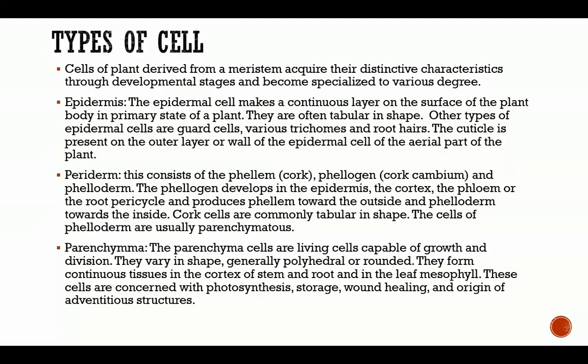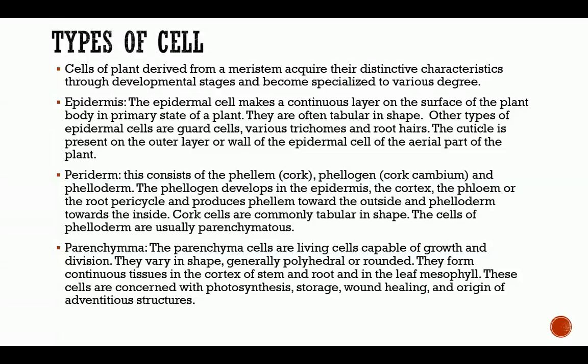We have the epidermis. The epidermis cells make a continuous layer on the surface of the plant body in the primary state of a plant. They are often tabular in shape. Other types of epidermal cells are guard cells, various trichomes and root hairs. The cuticle is present on the outer layer or wall of epidermal cells of the aerial part of the plant. The epidermis is the cell that covers the plant. It's a single layer of cells that is continuous all over the plant.